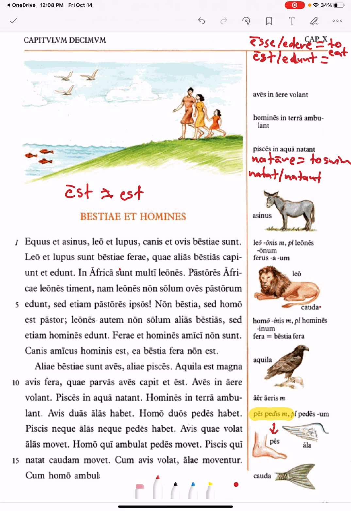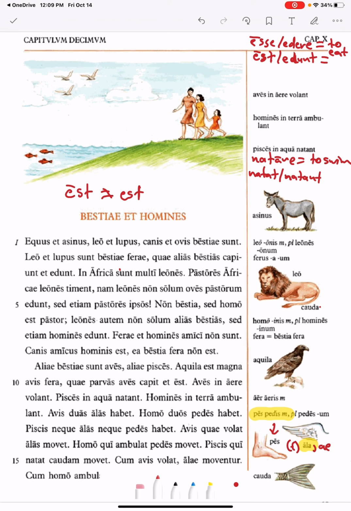Piscis, and that word is third declension masculine, pes pedis. Piscis neque alas neque pedes habet. So a fish has neither feet nor alas. And alas, you see here, ala, and then in the genitive it's alai. It's feminine and it means wing. So fish have neither feet nor wings.